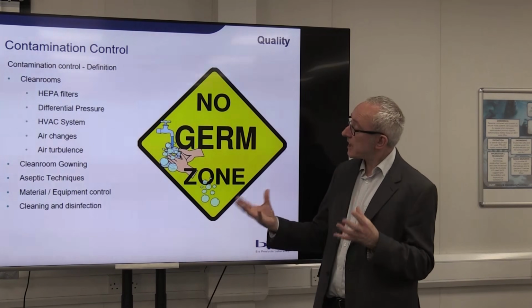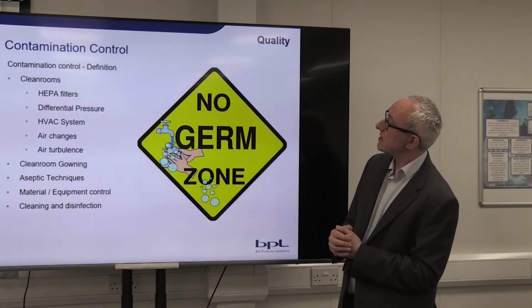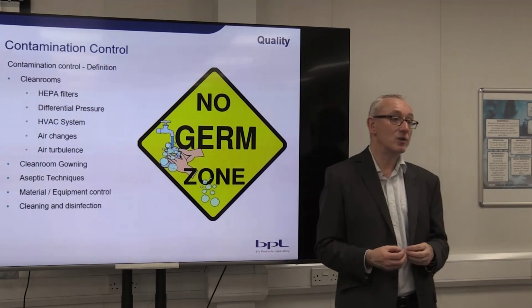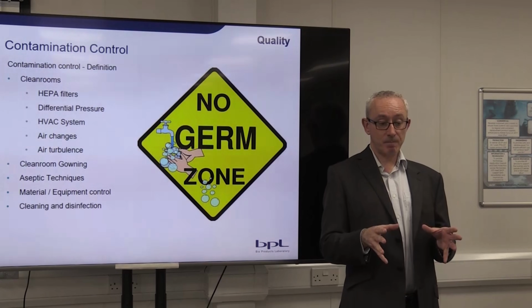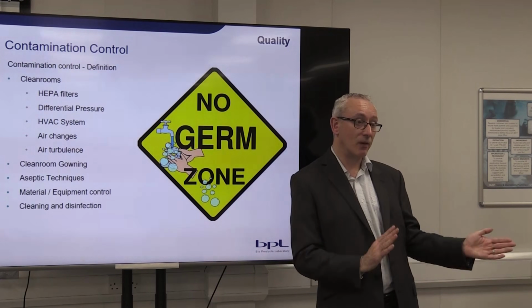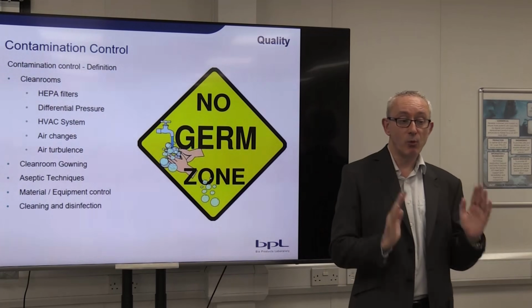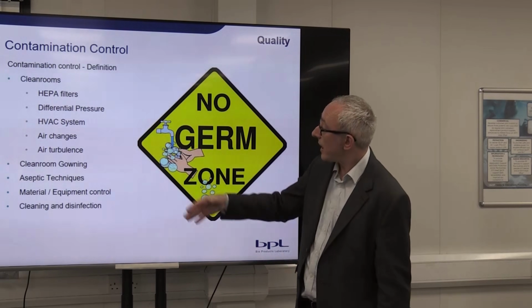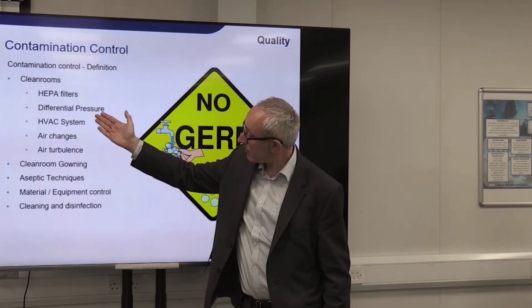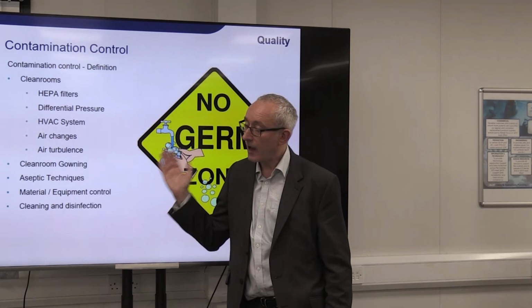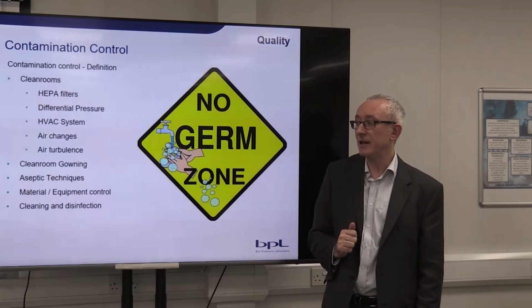Okay, and then a key part of sterility assurance is contamination control. And contamination control is all about reducing the level of contamination throughout the process. So this point I've raised a few times, but it is important, this contamination control cascade. And then we have all those clean room concepts that we've discussed, the gowning, the techniques, the materials, and the importance of cleaning and disinfection.